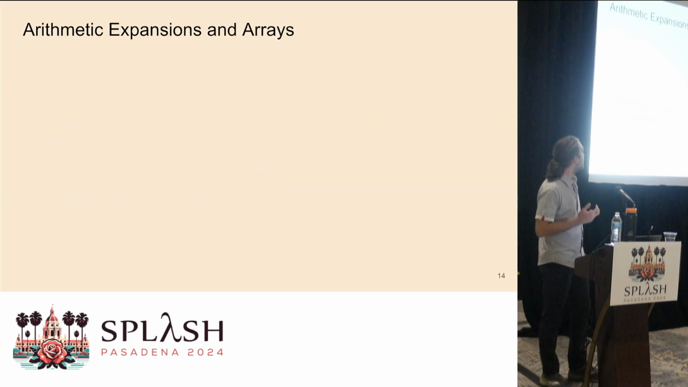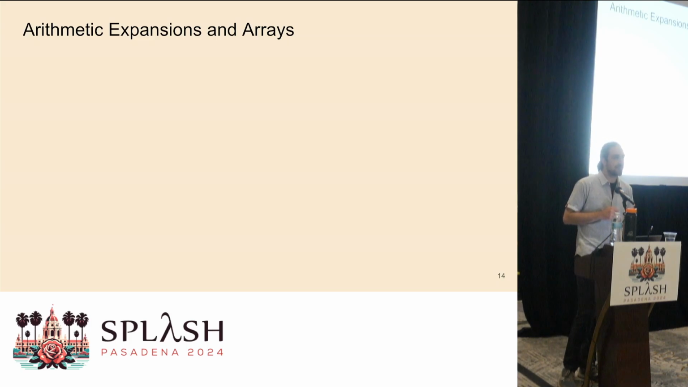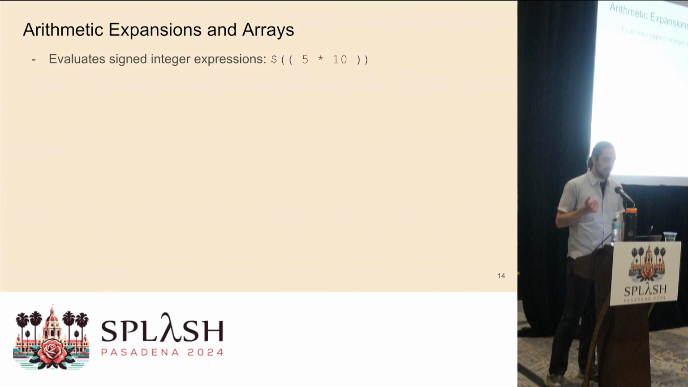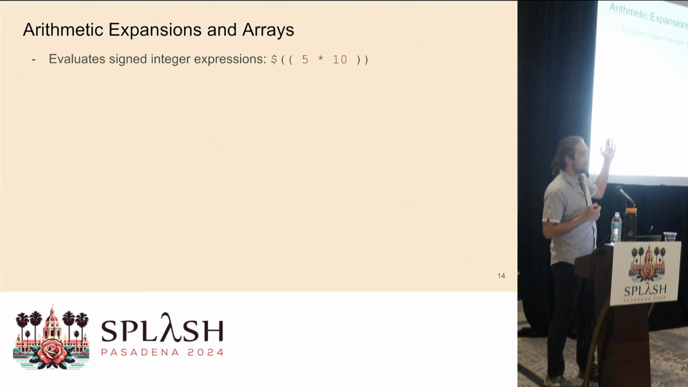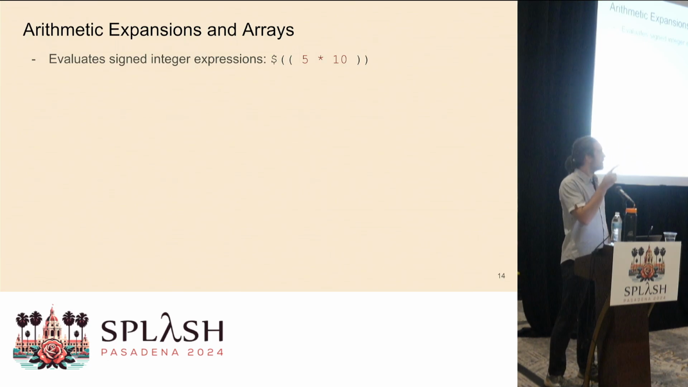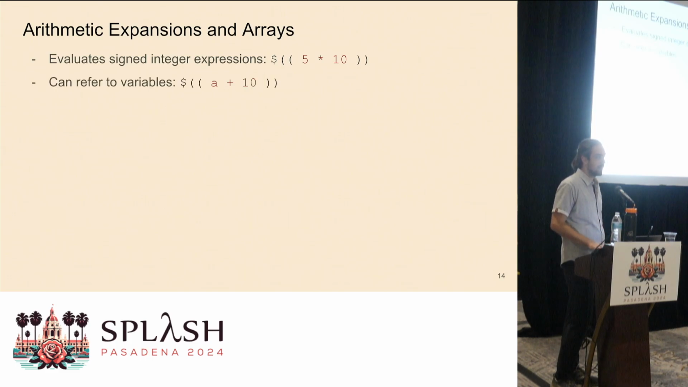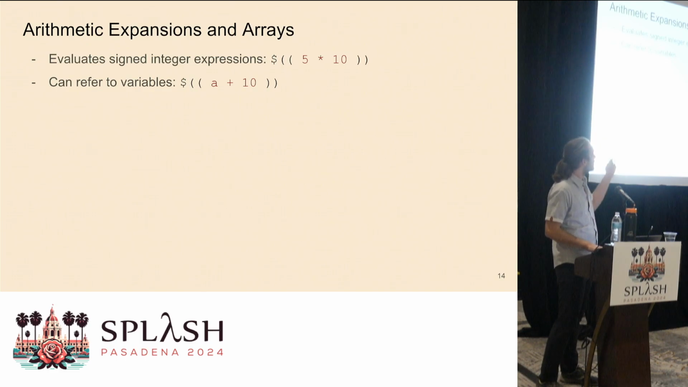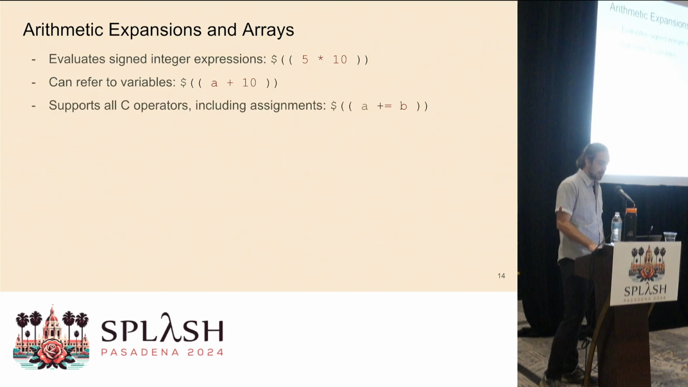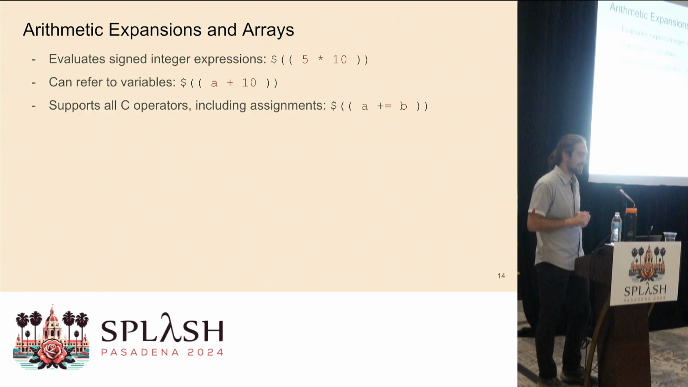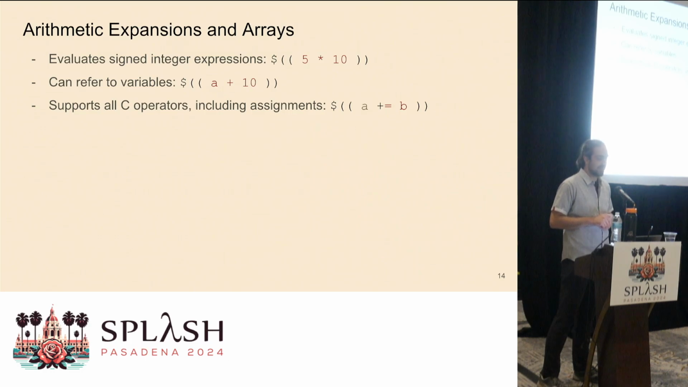POSIX shell has one feature that really saves us, and it's arithmetic expansions. Generally, it's just to evaluate signed integer expressions. If we wanted to evaluate 5 times 10, we would wrap that in the dollar-parentheses syntax, and it would expand to 50. It can also refer to variables, those are environment variables, so you can refer to, for example, a, and add it to 10. Fortunately, POSIX shell supports all of the C arithmetic and logical operators. This is very convenient, especially for assignments.